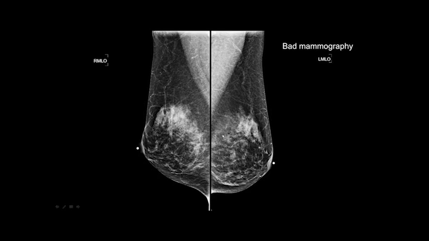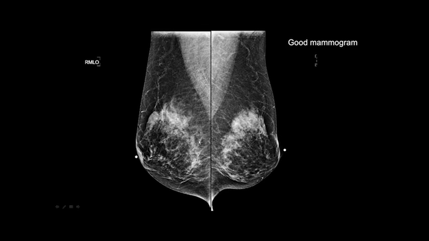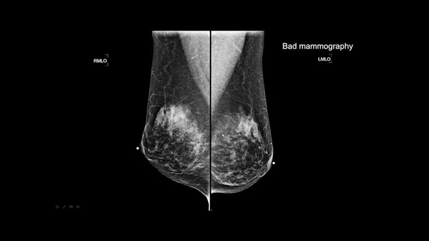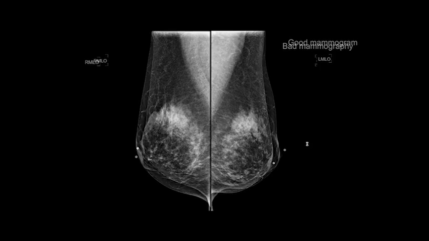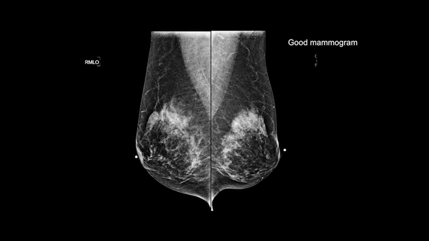Same patient, different tech. Do you see the difference there? It's extreme. So with this technologist, they can miss cancer. The radiologist isn't even going to see cancer if it's there because the technologist didn't do good imaging compared to here.